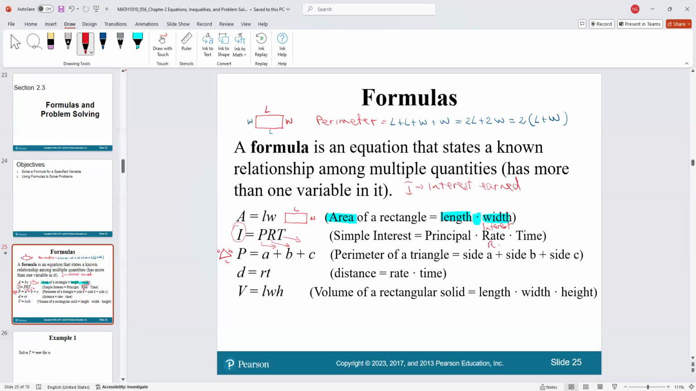Then d equals r times t, that's a distance. If you want to know what distance you're going to drive at t time when you go at r speed, let's say r is the speed limit, or the speed. Let's say if you drive 65 miles per hour, that would be the rate.